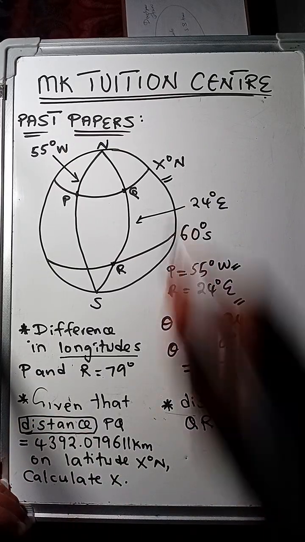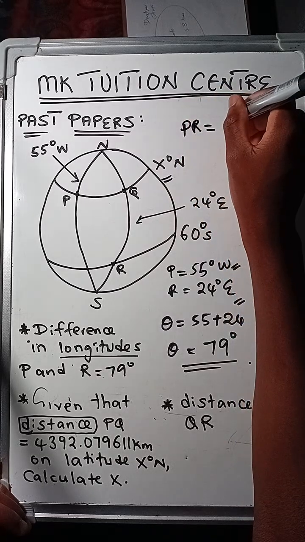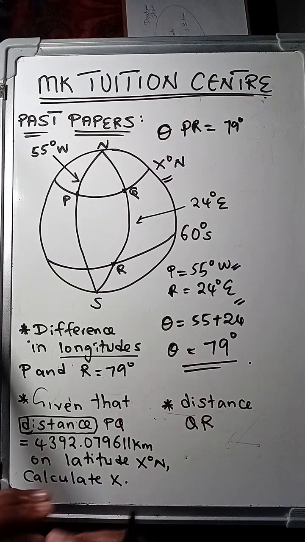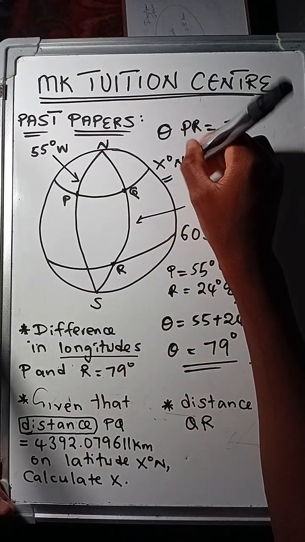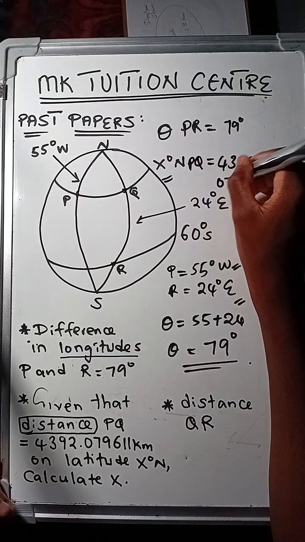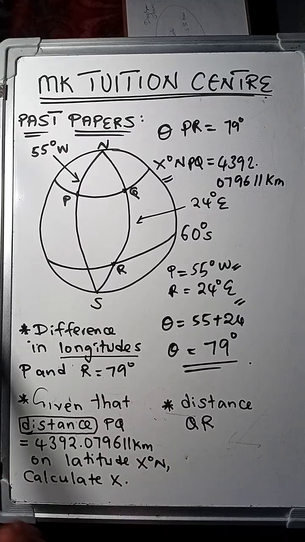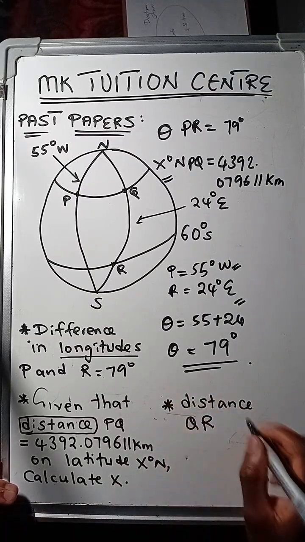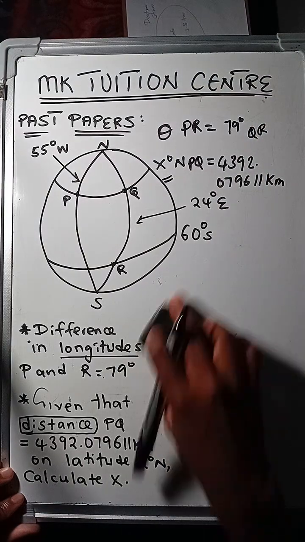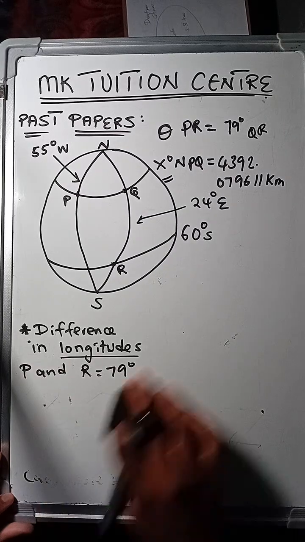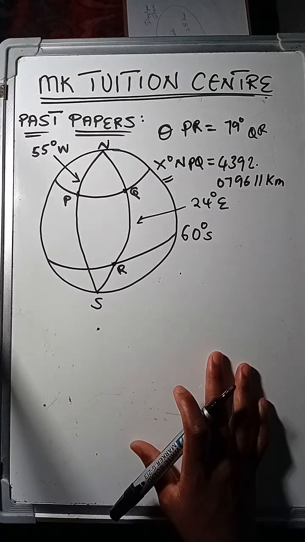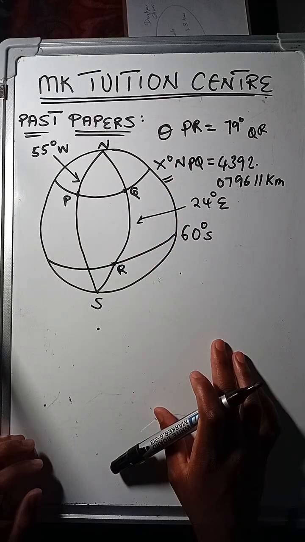Now I'm going to have this part. So PR is 79. And then let's look at this one. Distance for PQ is 4392.079611 kilometers. Okay, and the last one, we're looking for distance QR. We are looking for X. We said we're going to use distance.